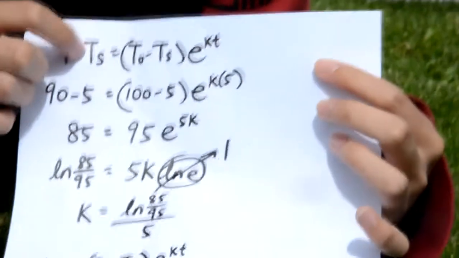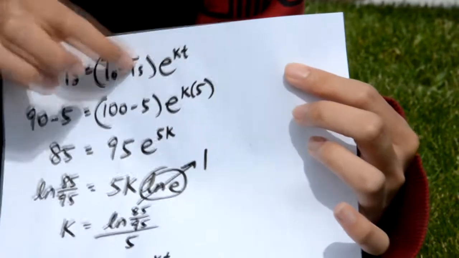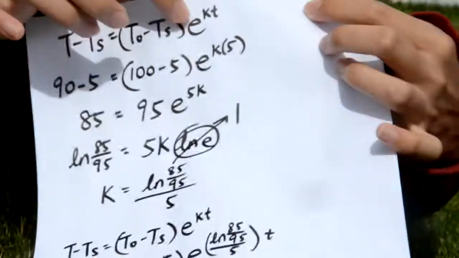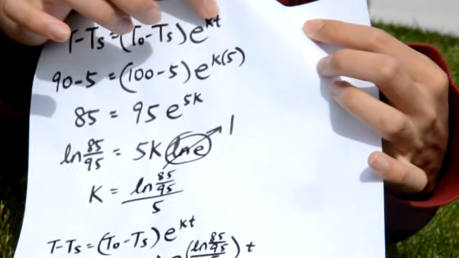And so you might be wondering, what do these variables represent? So I'm going to go over each one. The big T means the final temperature. Ts is the surrounding temperature. T naught is the initial temperature. Ts is again surrounding temperature. E is the Euler's constant. K is the proportional factor, and t is time.